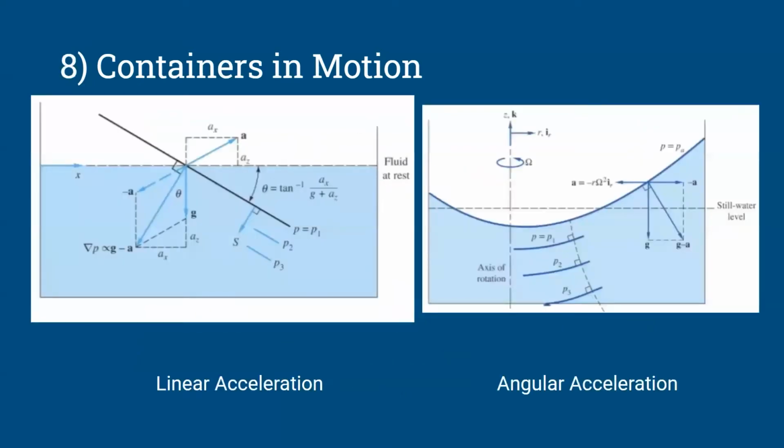And here we have two images to represent the linearly accelerating container in motion, and then the rotating container in motion. On the left, we have the linearly accelerating one, and on the right, we have the angular acceleration, or the rotating container in motion.